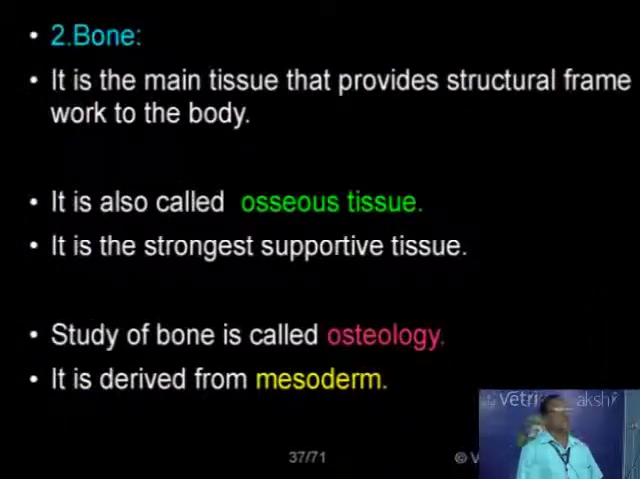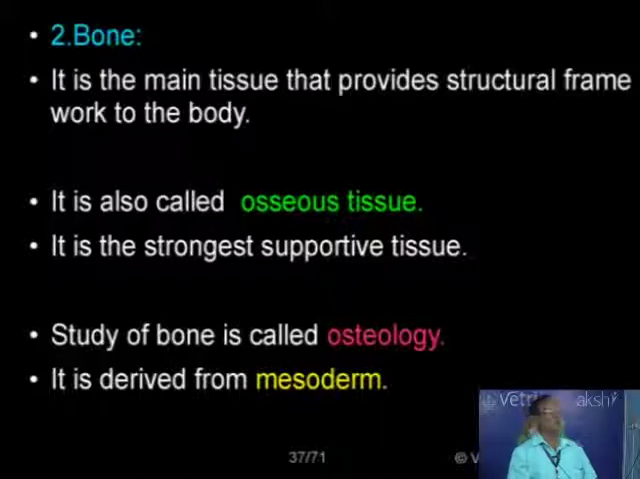The second important specialized connective tissue, a skeletal tissue, is the bone. You know, in our body, it is a structure which provides a framework. That is why it is called the structural framework of the body. It bears the weight of the body for various movements and locomotion. We are using this structure. Just like cartilage is known as gristle, here it is called osseous tissue, another name for bone tissue.